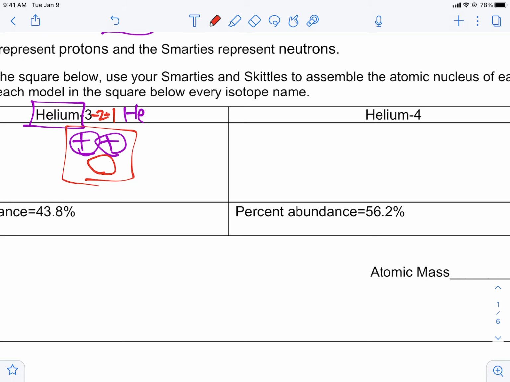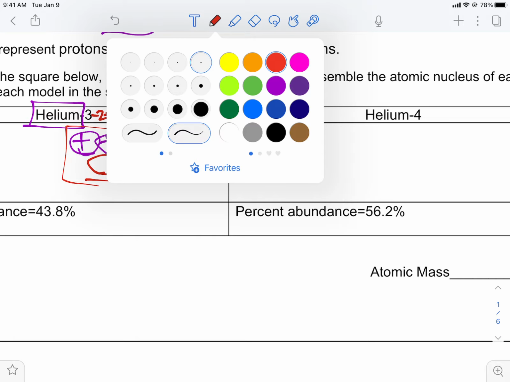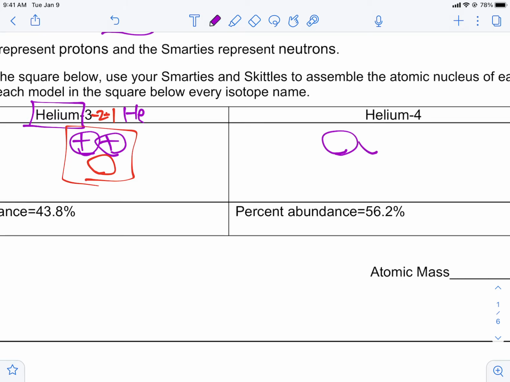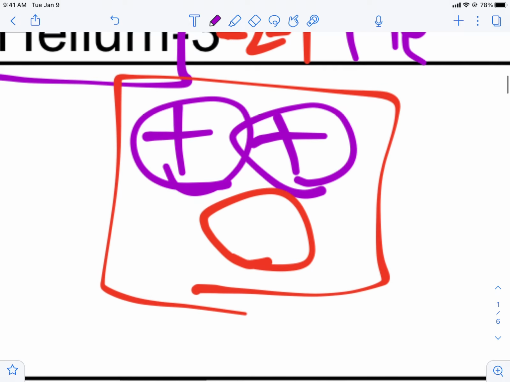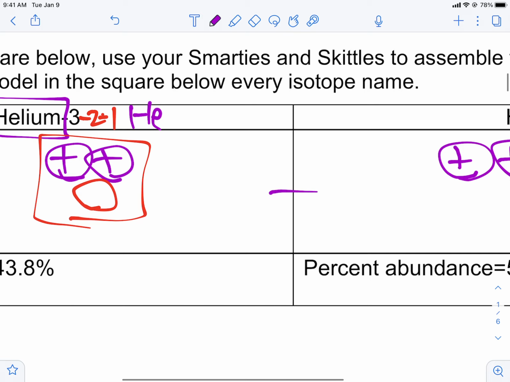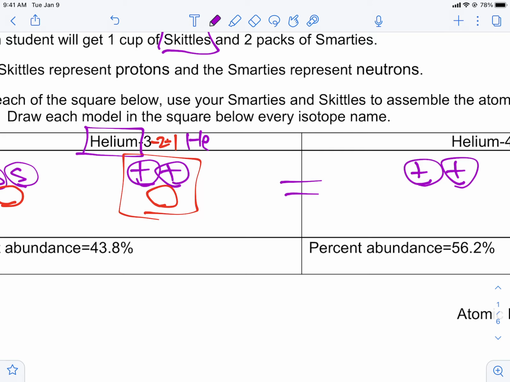So helium with a mass of 4, again, helium is our second element. So that's going to mean that we're going to need 2 Skittles, which means that we'll need 2 protons. So the first part of this pattern that we're going to see as we go through this is that your number of protons should be the same between the left box and the right box.